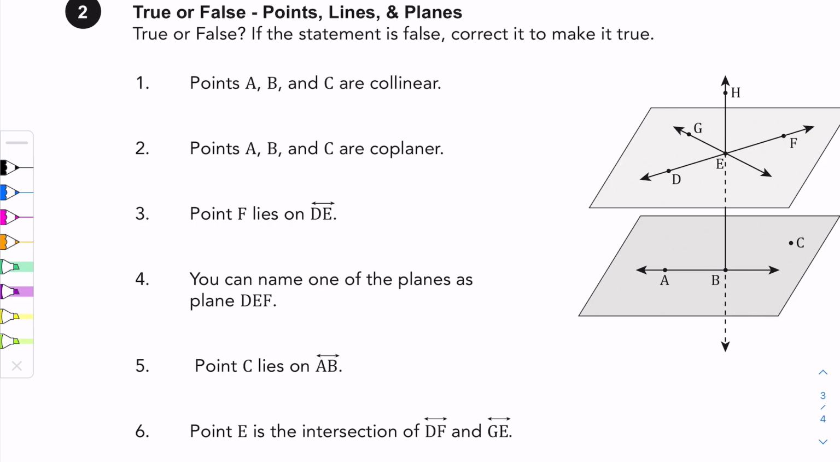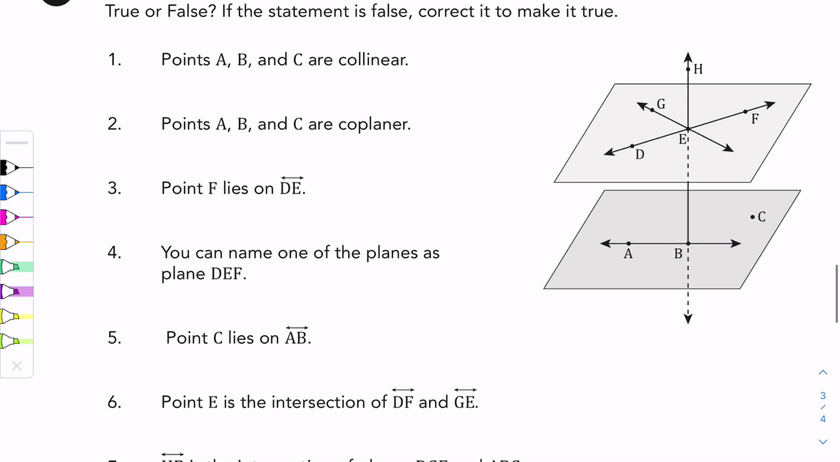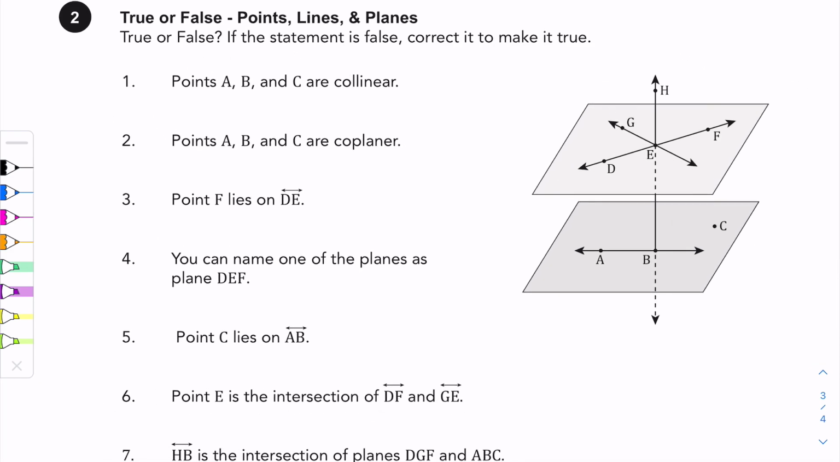For the next example section, we're going to go through some true or false problems. If it's true, we leave it alone. If it's false, we need to fix the statement in some way to make it true. For all of these examples, we're using this model.